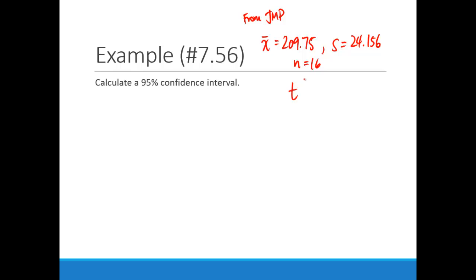The only thing I still need is my critical value t, and I want a 95% confidence interval. So what is alpha if I have 95% confidence? Alpha over 2 is 0.025, so alpha here is 0.05, and then I have 16 minus 1 degrees of freedom. So I need to figure out what that critical value is.